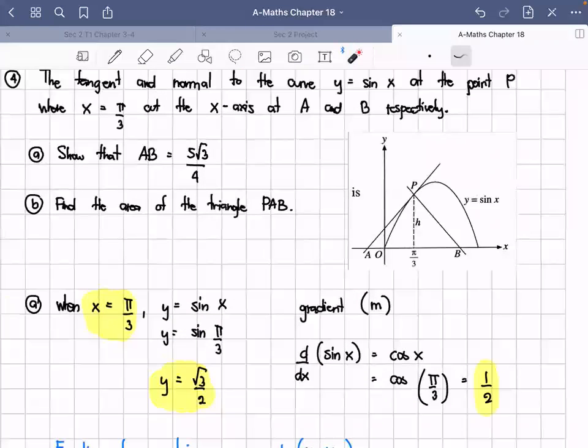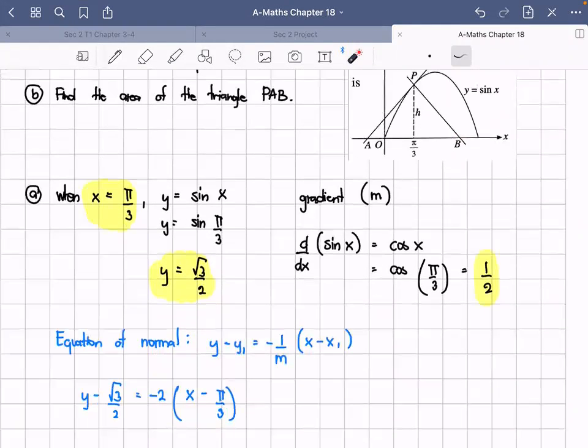Again, class, the normal of the curve is the line perpendicular to your tangent. So this straight line here. Okay, this is perpendicular because it makes a 90-degree angle with your tangent. So what we're trying to do here, class, is we're trying to find the coordinates of point B. But before we go there, what is the equation of the normal of the curve?